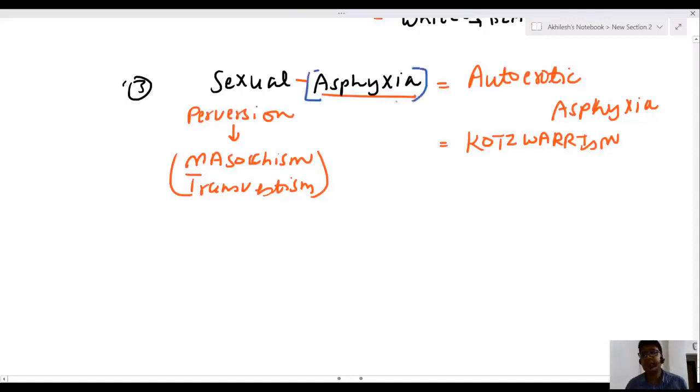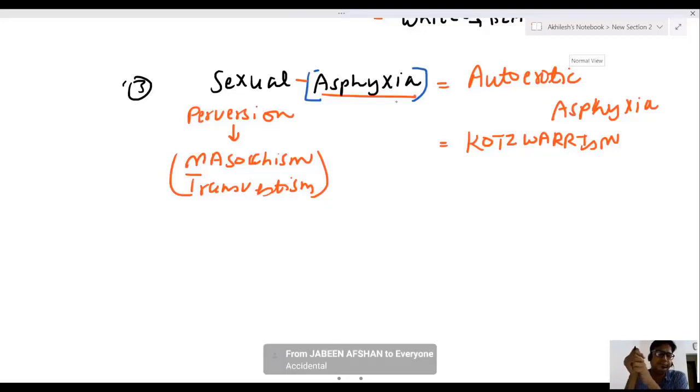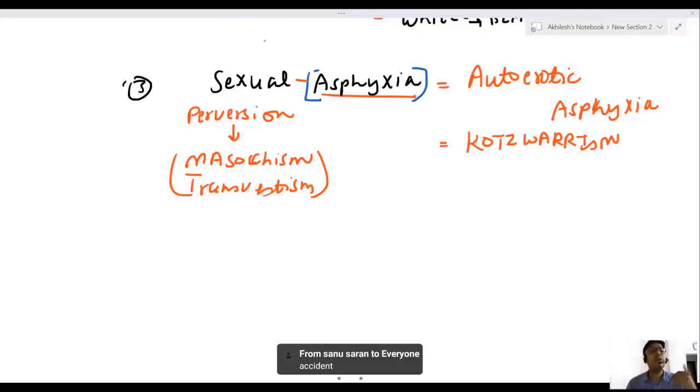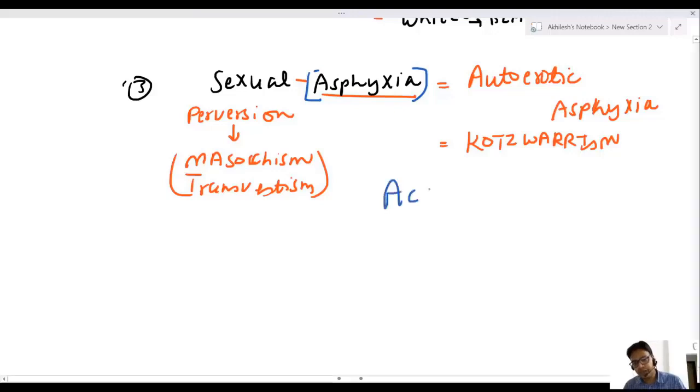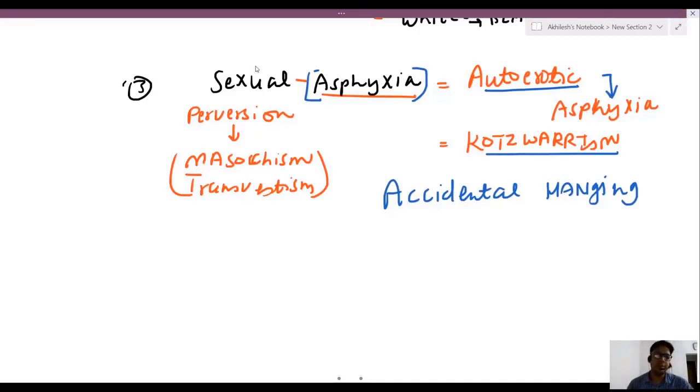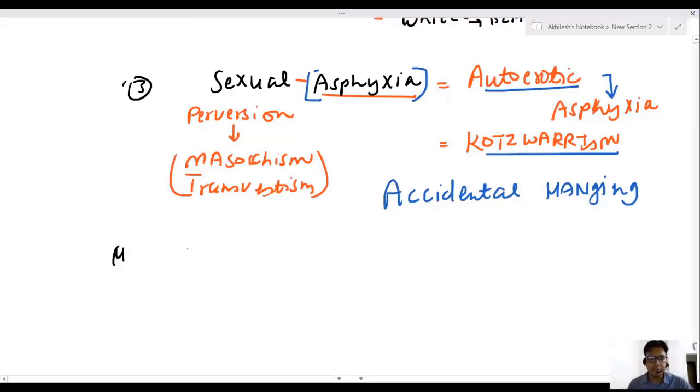Now tell me, is this hanging suicidal, homicidal, or accidental? Yes, absolutely, because the person doesn't want to die, the person wants sexual pleasure. So, doctor, sexual asphyxial death is an accidental hanging. It is known as Kodzvarism or autoerotic asphyxia. Now I am coming to, sir, the last but not the least, judicial hanging.